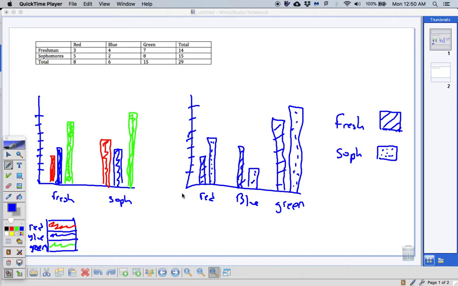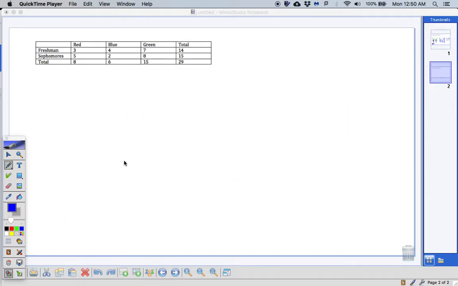So both of these are called side-by-side bar graphs, but this one compares freshmen and sophomores. This one is comparing red, blue, and green. So make sure that you know how to make either one. The other chart that we want to talk to you about is a stacked bar graph. A stacked bar graph is going to be very similar, but instead of going side by side, we stack it on top of each other.